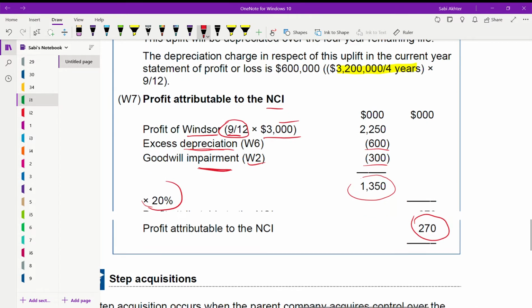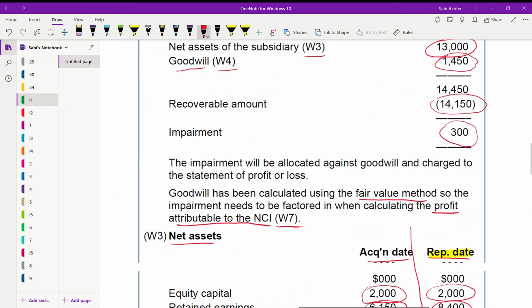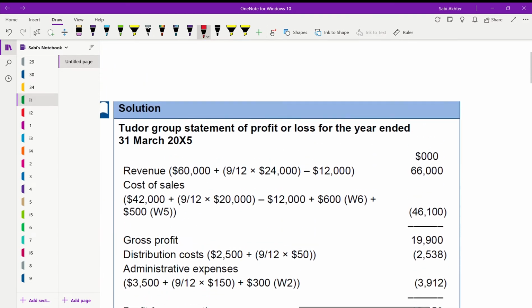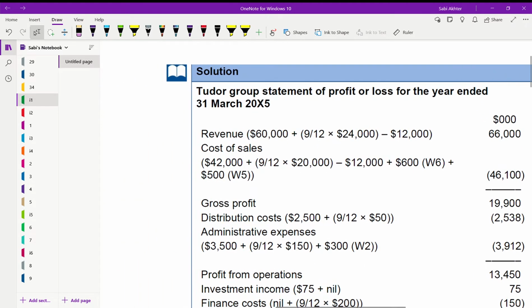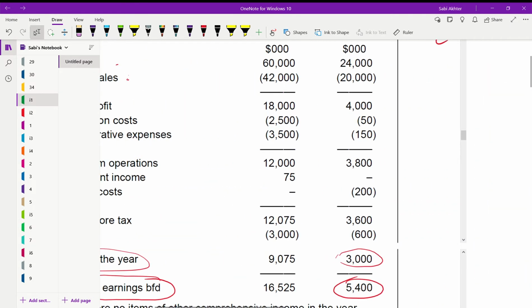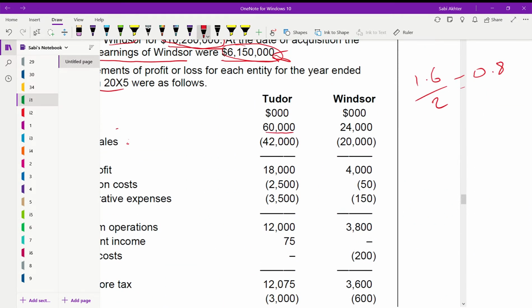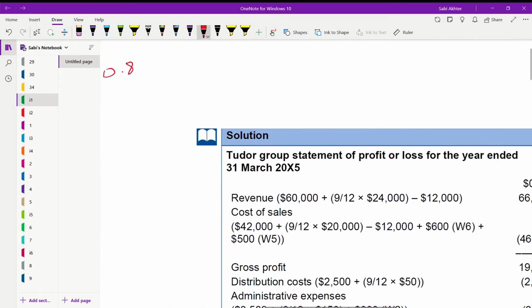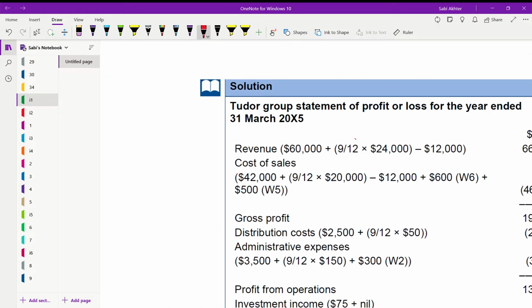Okay, so we are done with all the workings. Now we can go to the answer. When you are going to the answer, I will just show you the first line. When you are taking the revenue, you can take this and you can take this, but for the 9 months. Revenue 16 and 24. Just see here, they have apportioned it for 9 months only.